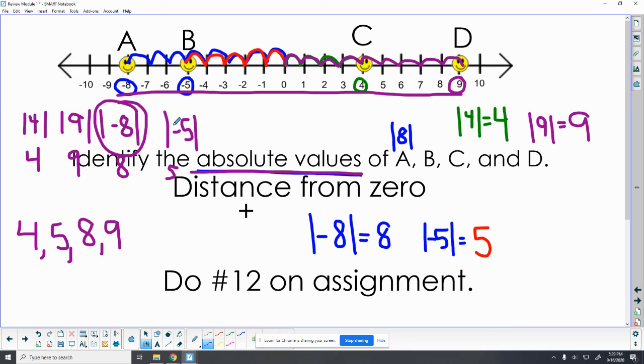If you're just comparing the actual number, the actual integer, use your number line. But if it wants you to use the absolute value to compare, be sure you change them all to positive numbers. So go ahead and pause and finish up number 12 on, actually you won't need to pause. You can just finish this video. So finish the video and do number 12 on your assignment.